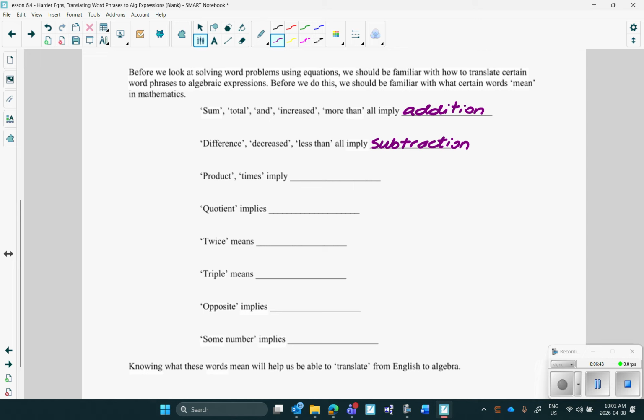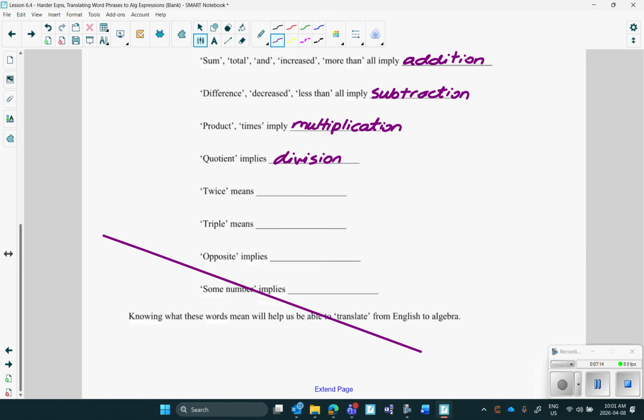Product, times: multiplication. Quotient: division. Actually, other words that may imply division are share or split. Twice. Don't overthink. Square? No, that's not twice. That's times itself. Times what? Yeah, times 2. Triple: times 3.